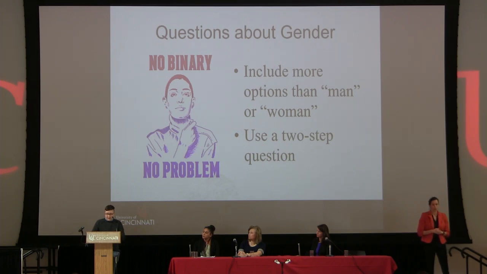Asking about gender is a little bit different. So traditionally, this question probably would have looked just like the options man or woman. So that's a binary understanding of gender that we're generally trying to move away from. And the best way right now to ask about gender is to use a two-step question. And a two-step question is basically a way of asking and looking for trans identities and capturing them, even if people don't self-report themselves as trans.